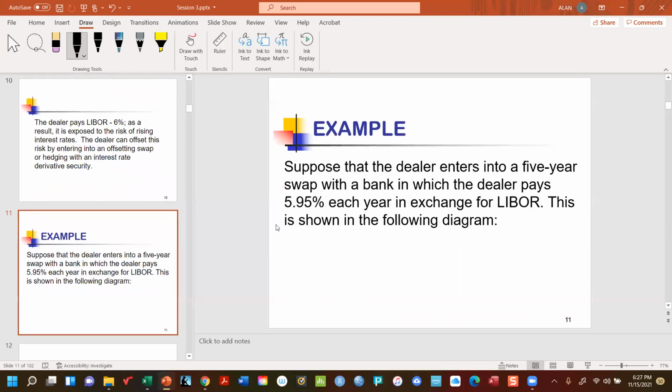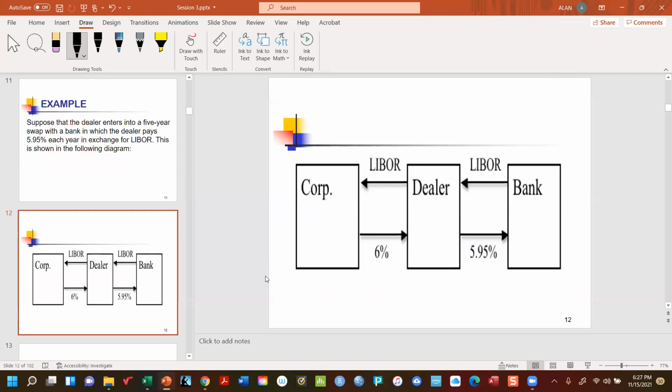Okay. So now this is what I was referring to. The dealer, having entered into the swap, enters into a 5-year swap with a bank, in which the dealer is paying 5.95% in exchange for LIBOR. So you can see the dealer is still making money no matter what happens to LIBOR, because they're collecting 6 and they're paying out 5.95, whereas the LIBOR exposure is 0 because they're collecting and paying it.